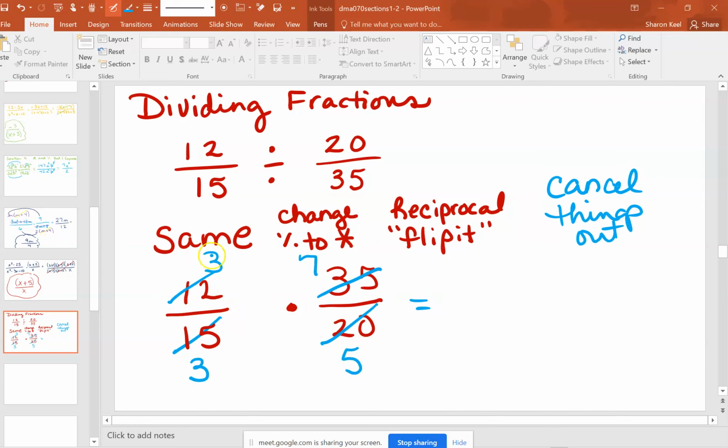What I would do is say, okay, 3 times 7 is 21. 3 times 5 is 15. That can still be reduced. Both of them are divisible by 3. That would give me 7/5. And you're finished. The concept here for the problems of division is that the first one stays the same. You change it to multiplication and flip the right one.